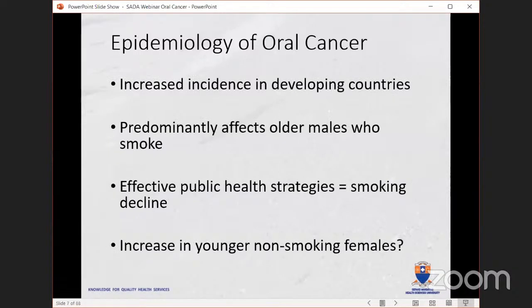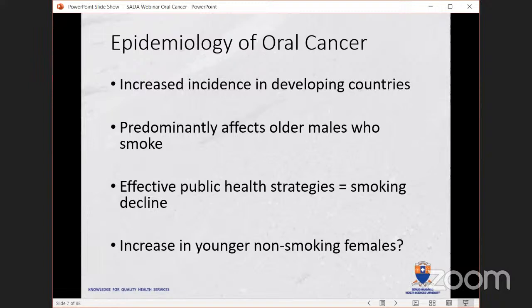The incidence of oral squamous cell carcinoma has been increasing in developing countries, and there is evidence suggesting a rise in incidence of oral cavity squamous cell carcinoma, particularly in the tongue subsite in younger patients of developed countries. In developing countries, oral squamous cell carcinoma is predominantly a cancer affecting older males who smoke tobacco. However, in countries with effective public health strategies, smoking rates are declining rapidly.